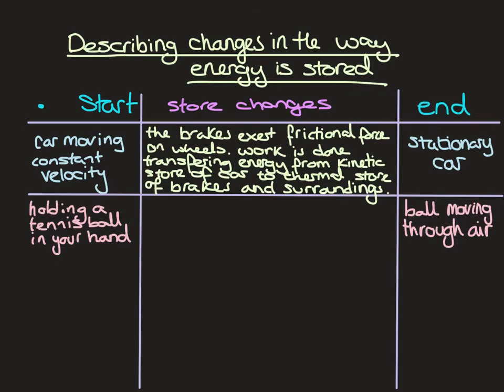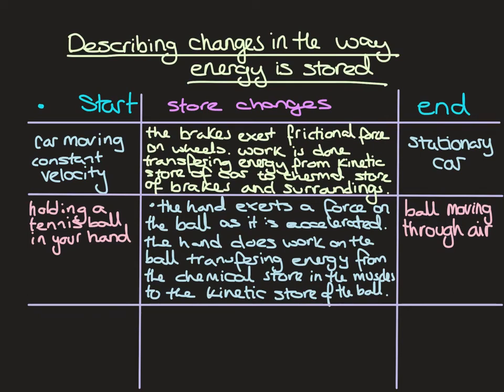Right, next situation. At the start, we're holding a tennis ball in your hand, and at the end of this situation that we're describing, the ball is moving through the air. So this is you accelerating an object, okay? We're accelerating this object with a constant force. We're holding a tennis ball in our hand, we accelerate the tennis ball, we let go of it, and it's flying through the air. So what are the changes in the energy stores involved in this situation? Press the pause button, have a little think, and then move on to the answers.